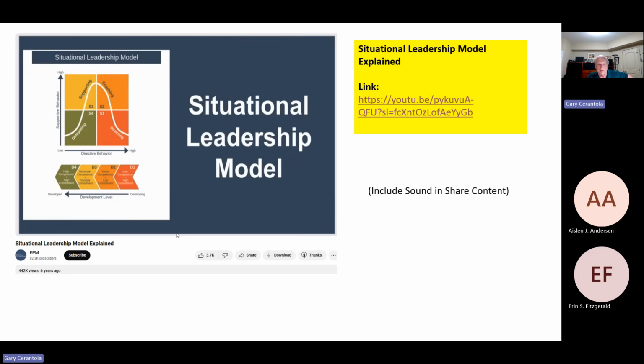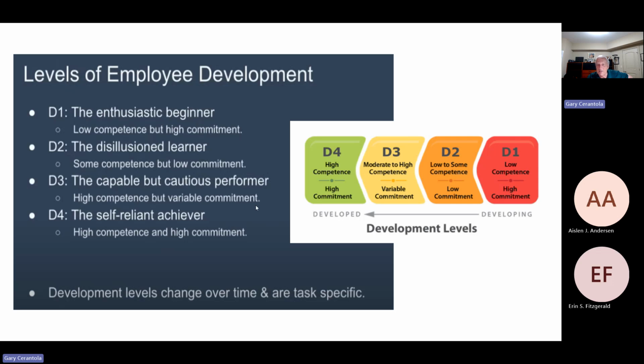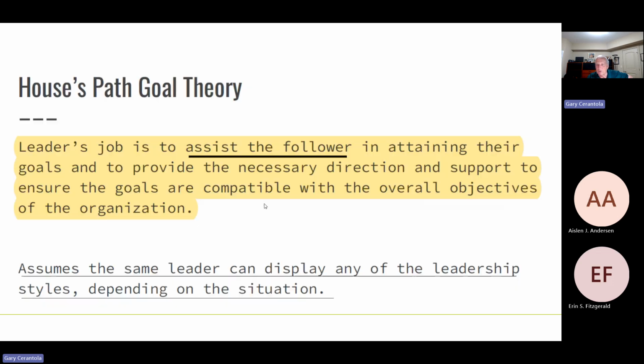All right, so that'll really give you an idea. It's a 10-minute video, but it's really worth going through to really understand what Hersey and Blanchard's model is all about. But I think we got to the major points of it going through, right?